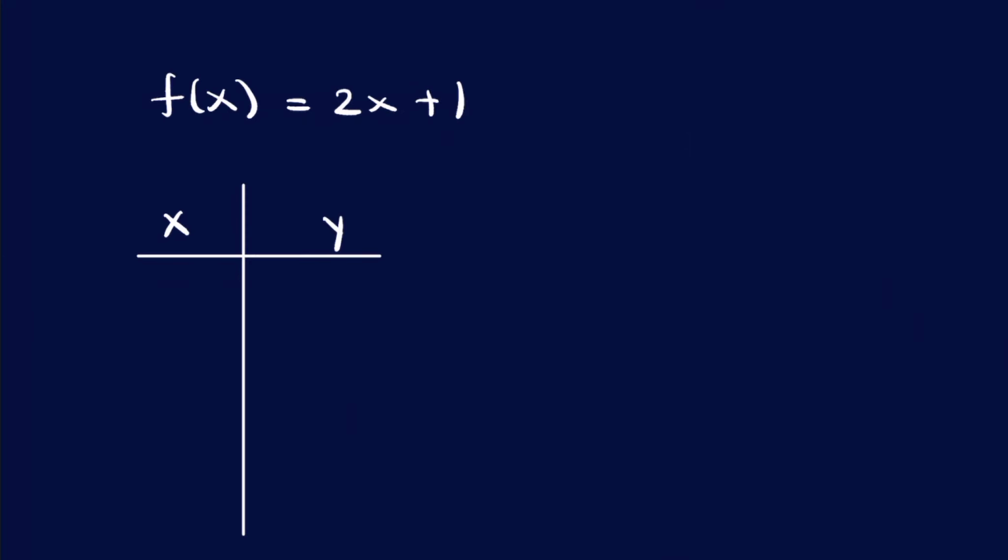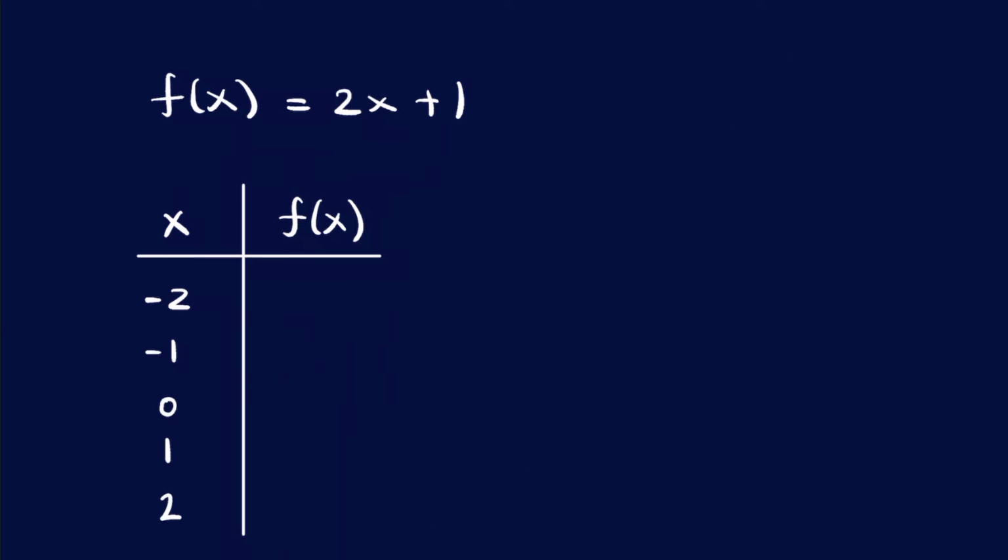So let's say we want to graph the function f of x equals 2x plus 1. We can start out by making a table of x and y values. Now, instead of y values, we can actually just say f of x values. Now, the first thing that we want to do is just choose some random values of x to graph. So since we want to make this graph on this page, we'll just use some small values. We'll start at -2 and go up to 2.